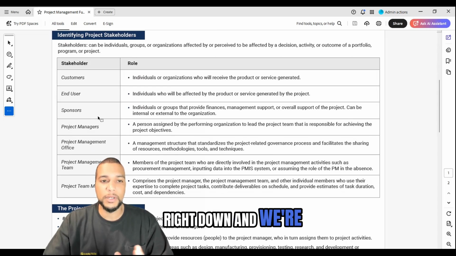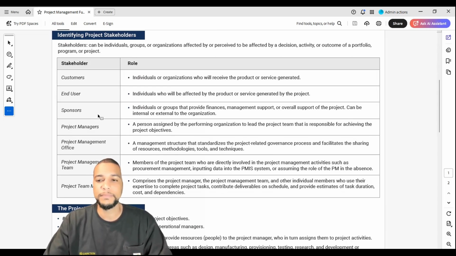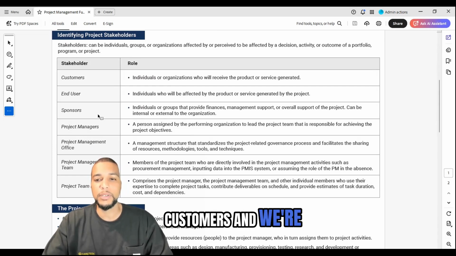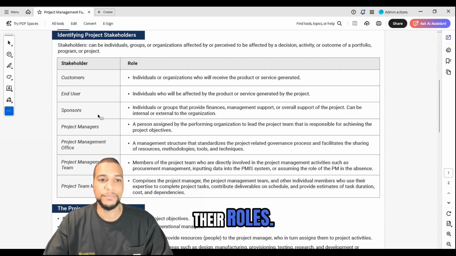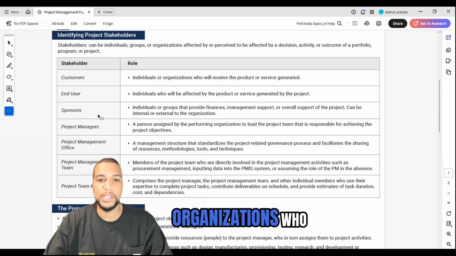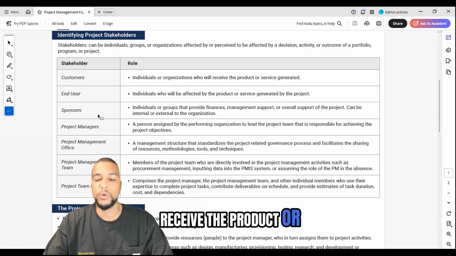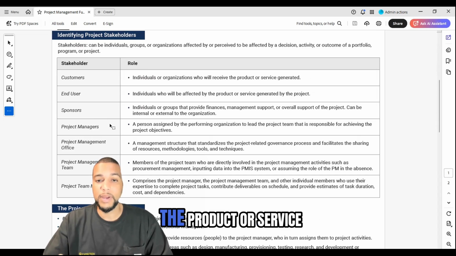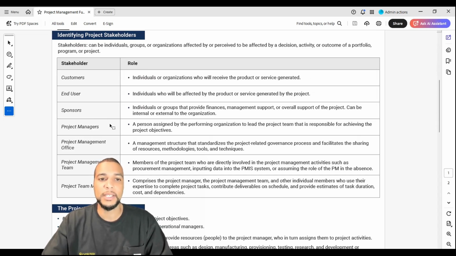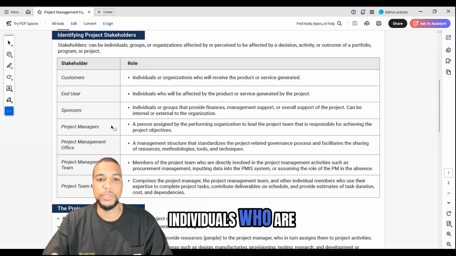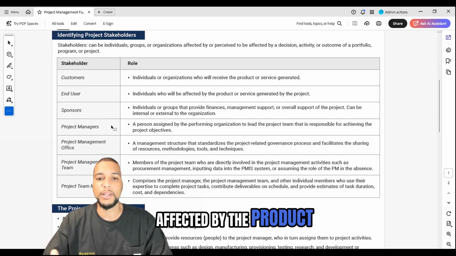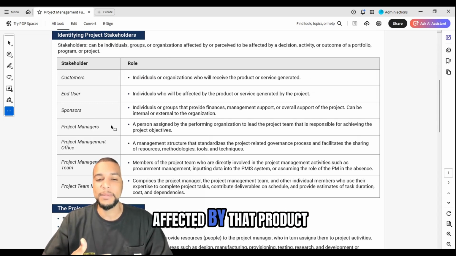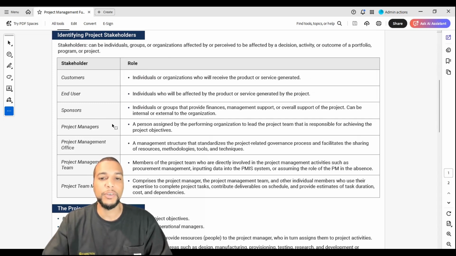We're going to scroll right down and look at a bunch of categories of stakeholders. First, customers. We're going to look at the stakeholder name and their roles. Customers are individuals or organizations who receive the product or service that is generated. So the customer receives the product or service that is generated from the project. The end user is the individuals who are affected by the product or service that is generated. So the customer receives, but the end user is affected by that product or service. So remember that distinction.